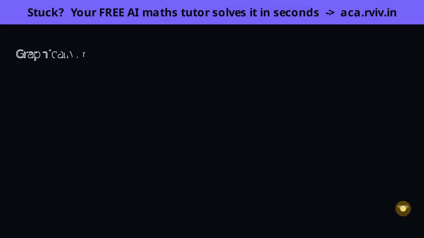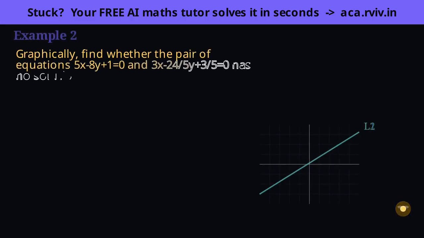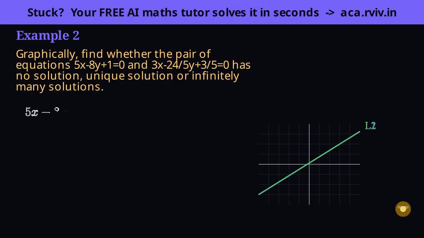The fractions here look scary, but there's a suspicion worth checking first. What if these two equations are really the same line wearing different clothes? Let's test that before we draw anything. Here's the reasoning behind our first move. Remember the three cases. If these two equations turn out to be the same line, the answer is infinitely many solutions, and drawing would just waste time.